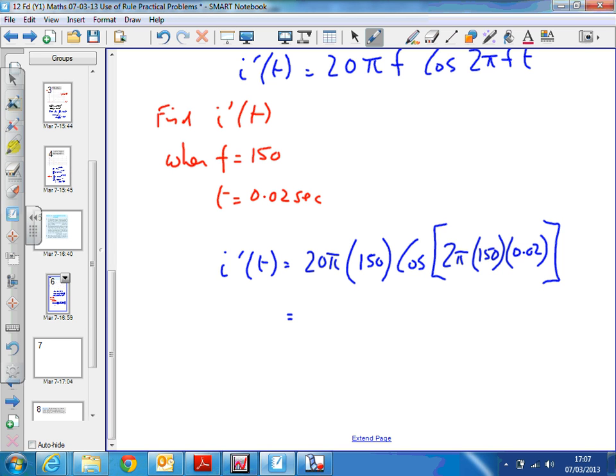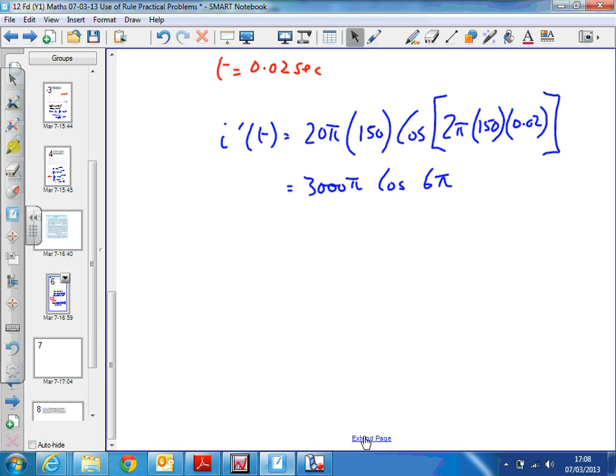Tidying up: 2 times 150 is 300, so 20 times 150 is 3,000. So 3,000 pi cos of whatever that comes to. 150 times 2 is 300, times 0.02, that's 6, so 6 pi, okay?